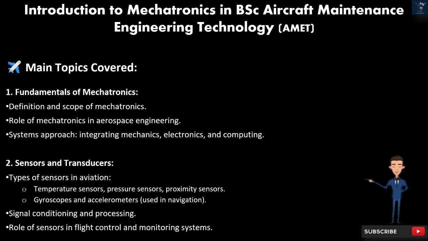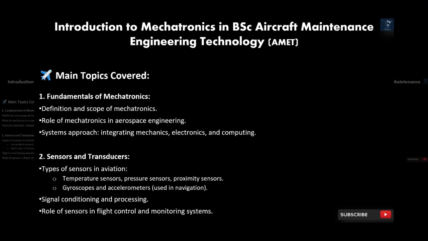2. Sensors and transducers. Types of sensors in aviation. Temperature sensors, pressure sensors, proximity sensors. Gyroscopes and accelerometers, used in navigation. Signal conditioning and processing. Role of sensors in flight control and monitoring systems.